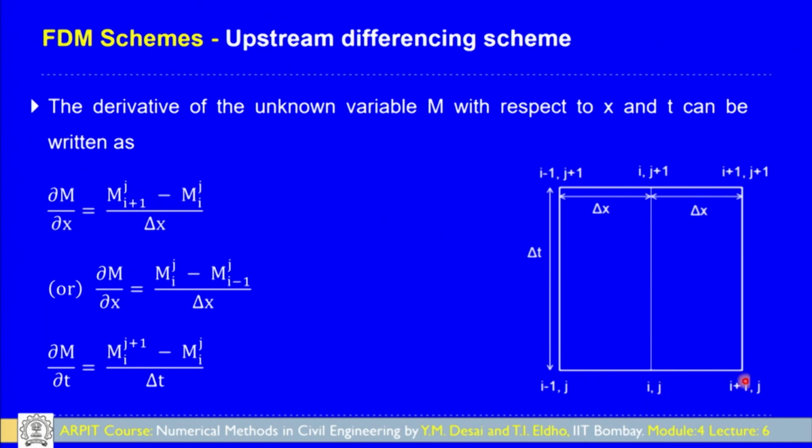So, we are writing m(i+1, j) minus m(i, j) divided by delta x. This is just like a forward difference scheme, and del m by del x is equal to m(i, j) minus m(i-1, j) by delta x, which is backward. Then we write the time derivative del m by del t as m(i, j+1) minus m(i, j) by delta t, as shown here.